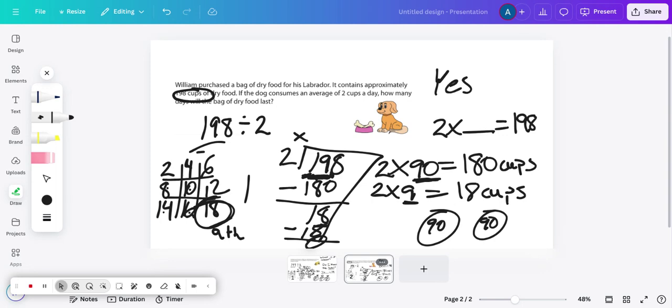So now we just have to find our quotient. The way we find our quotient is we add the 90 plus the 9. So 90 days plus 9 days, that's going to give us a total of 99 days that we're able to feed the dog when he gets 2 cups a day. So 99 with a remainder of 0.